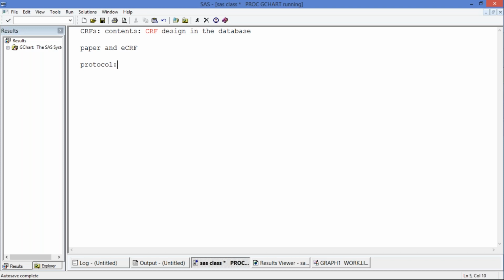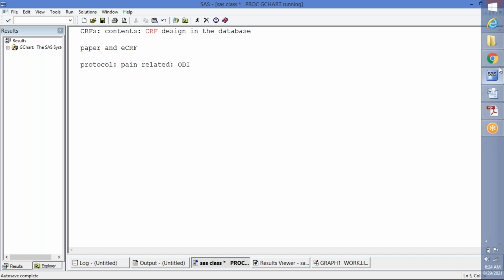That means the protocol is stating that you have to collect pain-related questions. You have pain-related questions in ODI. ODI is one of the forms, the disability index. All the pain-related questions will be in the ODI. So the protocol states that you have to include ODI in the CRF. That means whatever questions you have in ODI, we have to include in the CRF. So the protocol will state which data to be collected on which form. I'll just show you the protocol.